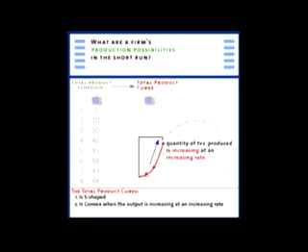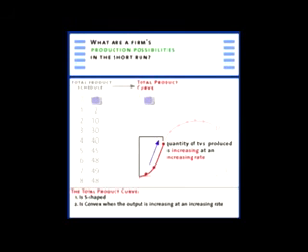The next thing you notice is that over a range up to here, the total number of televisions produced is increasing at a decreasing rate as we add extra workers. That is, each additional worker adds less to total output than did the worker before. We're adding more workers, but the extra televisions that we're getting are fewer and fewer and fewer. Output is increasing at a decreasing rate.